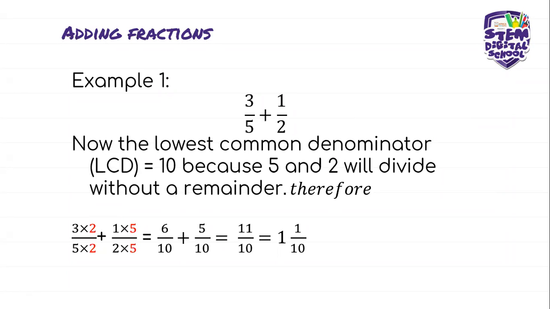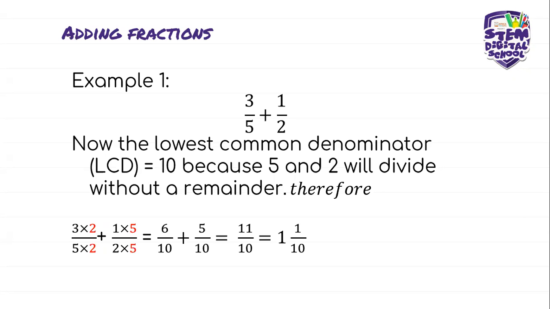So the example here, this is the first example. I see Unkabeti's got that one right. Yes, I fully agree with you. It will be 7 over 10 because you need to convert or find the LCD, which stands for the lowest common denominator. Now we have 3 over 5 here, as you can see, plus 1 over 2. And we know that the lowest common denominator will be 10.